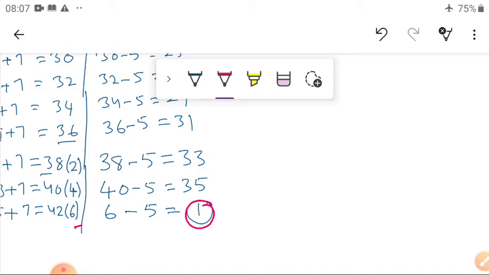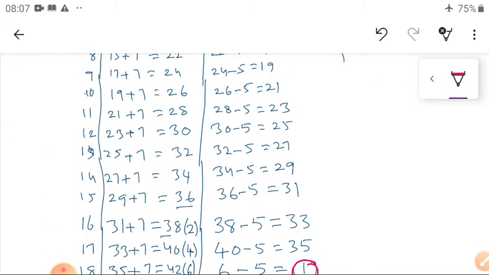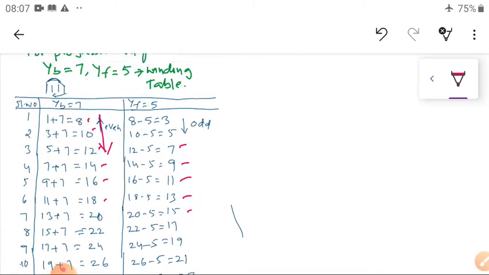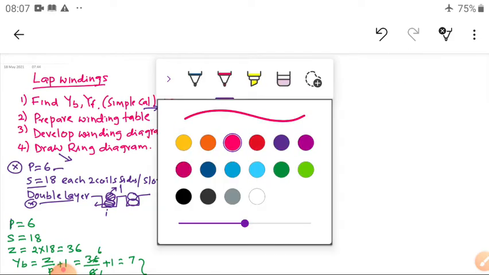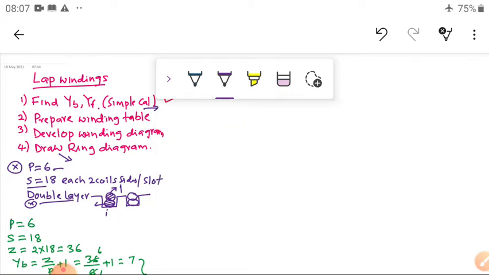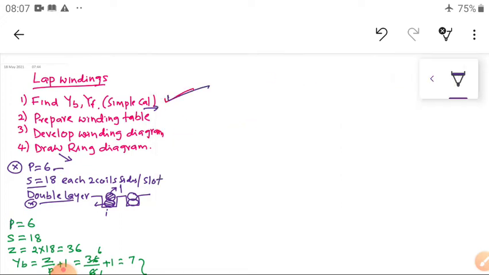Now based on this winding table, I can create the winding diagram. Any confusion, we can check it. So this is our winding table. The first step is completed. This is completed and this is completed. Now I am going to this one, the double layer winding. So let us see that one.